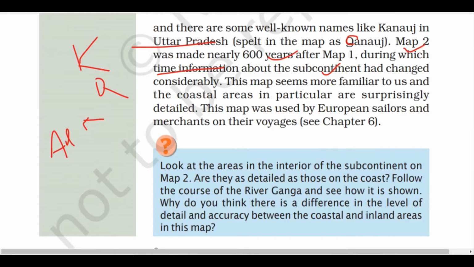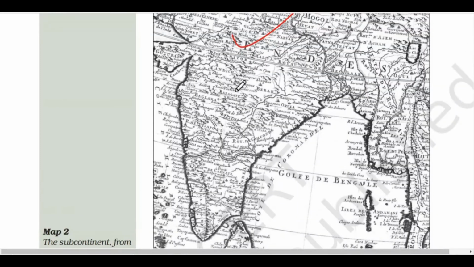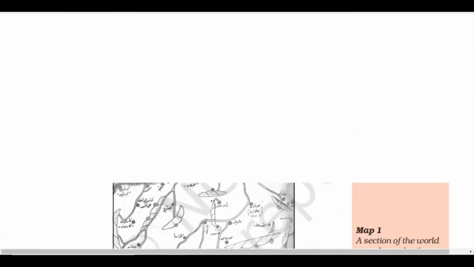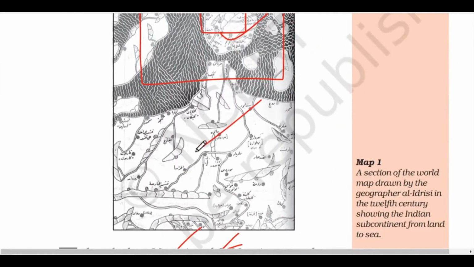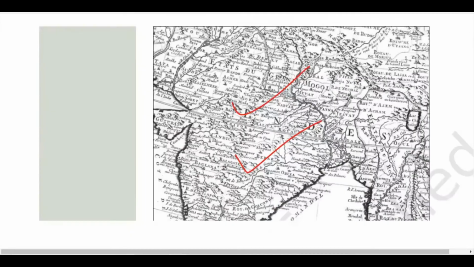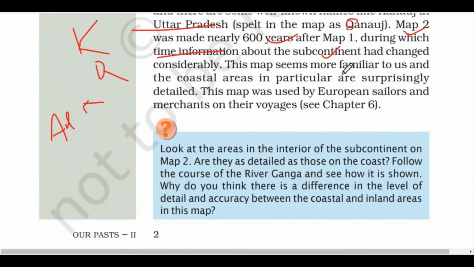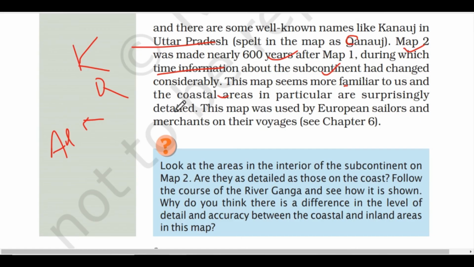Also, this map seems more familiar to us. Like I told you, this map looks more like India, and the other map looks completely different. So yeah, this map is completely familiar to us, and the coastal areas are very detailed, surprisingly detailed. And this map was used by European sailors and merchants on their voyages, which are ships. So these maps were used by these people.